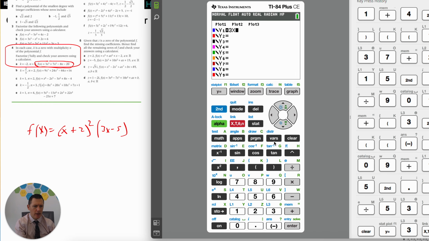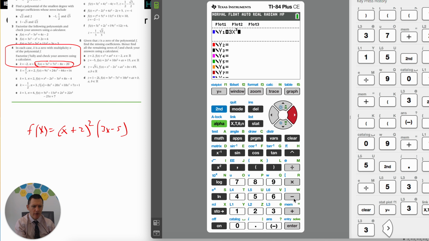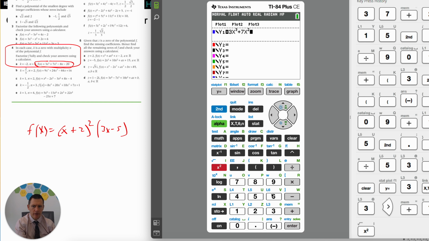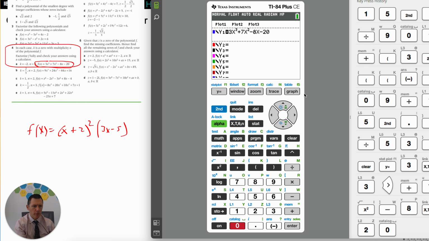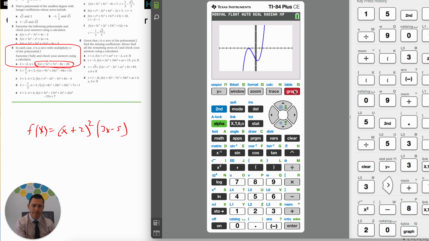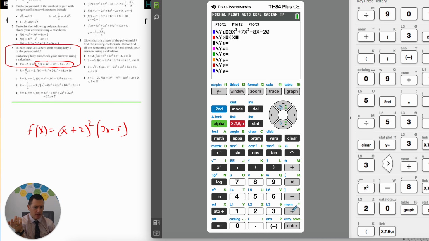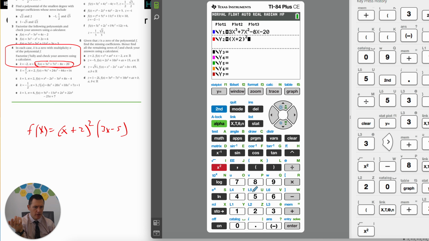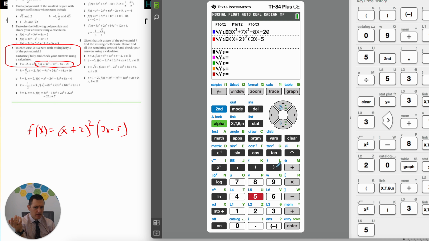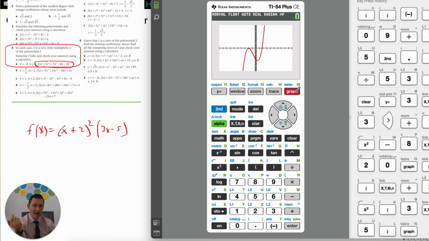So 3x cubed, I'm graphing the top one, plus 7x squared minus 8x minus 20. We graph that. Looks like that. You may have to monkey with your window to get it to look nice. I think that this is the same as this equation, so they should look the same on the graph if they're the same equation. So let's try x plus 2 squared, and then times 3x minus 5. Let's see. Zoop! They're the same.